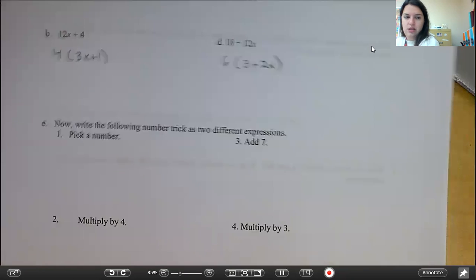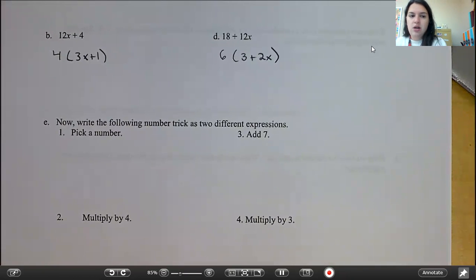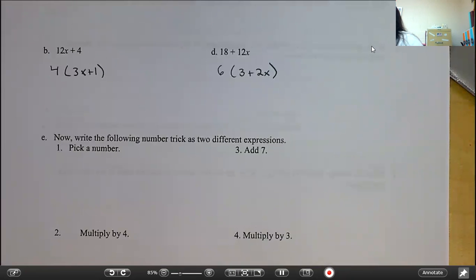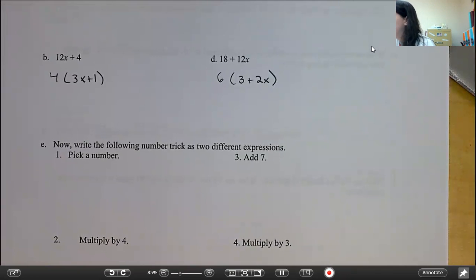Okay. E, now write the following number trick as 2 different expressions. 1, pick a number, 2, multiply by 4, 3, add 7, 4, multiply by 3. So go ahead and try part E. One expression should be with parentheses and one should be without.